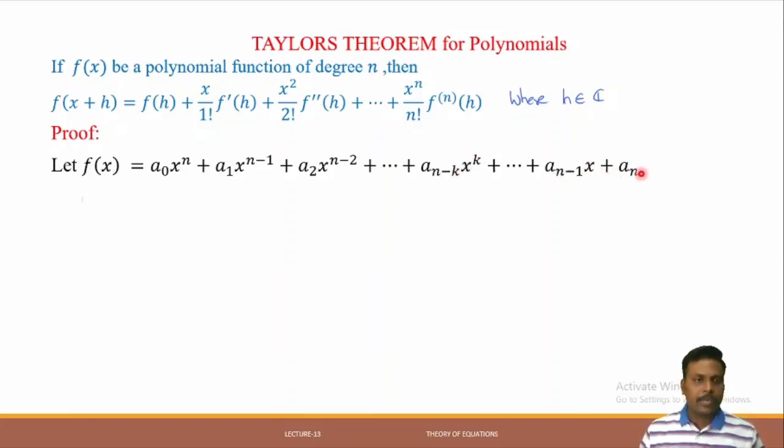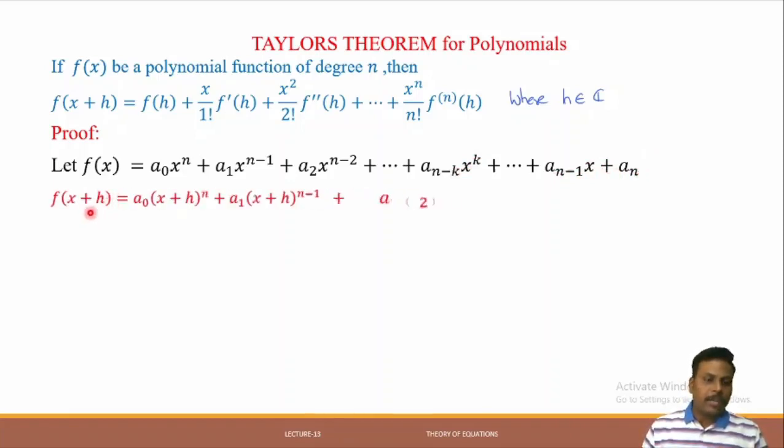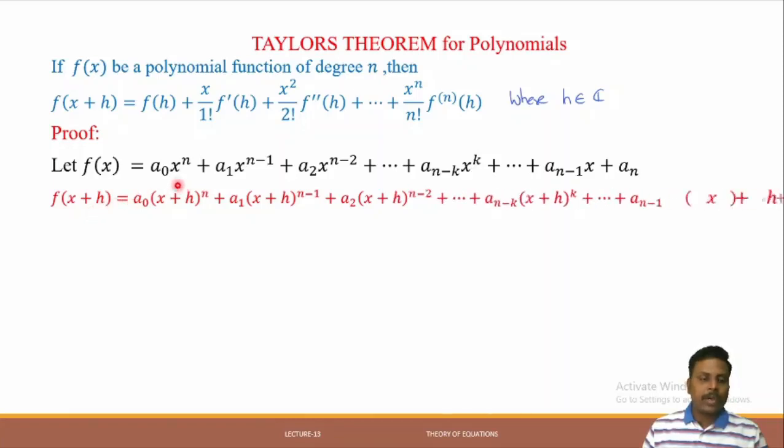Now let us compute f(x+h). How do we compute f(x+h)? Replace x with x+h in the above equation. Then we get f(x+h) is equal to a0 (x+h)^n + a1 (x+h)^(n-1) + a2 (x+h)^(n-2) and so on, a(n-k) (x+h)^k + a(n-1) (x+h) + an.